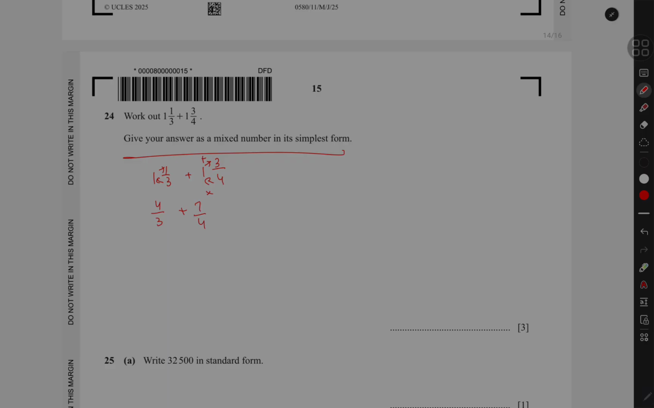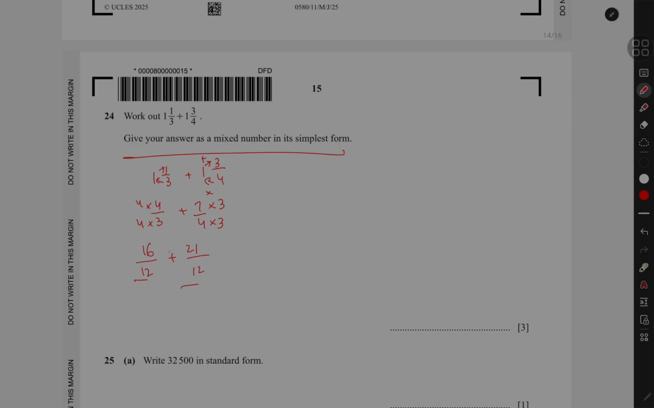Now what we can just do is multiply 3 with 4, and the top one also with 4, and this one with 3. When we are multiplying this, it doesn't make a difference to the original fraction, but what it helps us do is solve the question. 4 4s are 16 over 4 3s are 12, plus 7 3s are 21 over 4 3s are 12. So we have 12, 12.